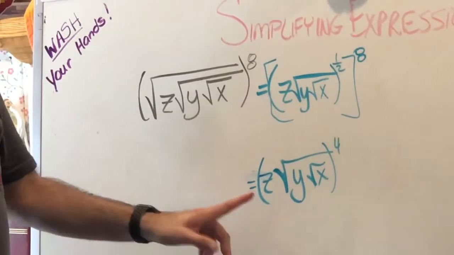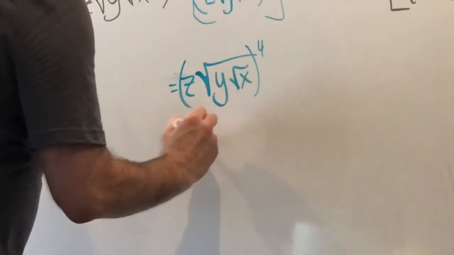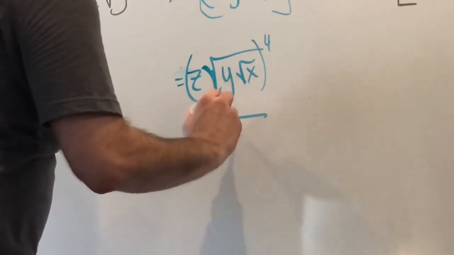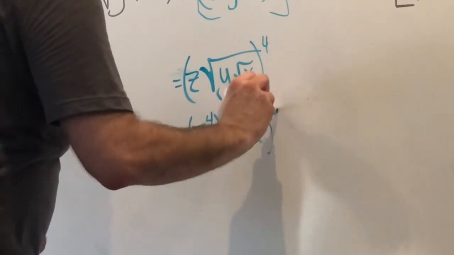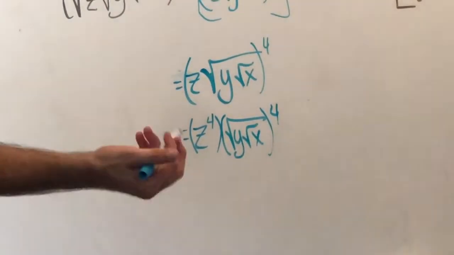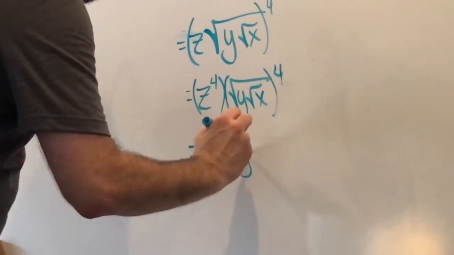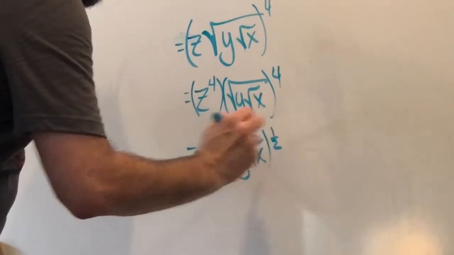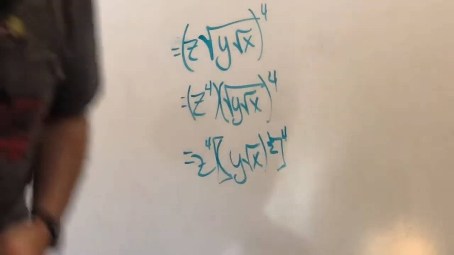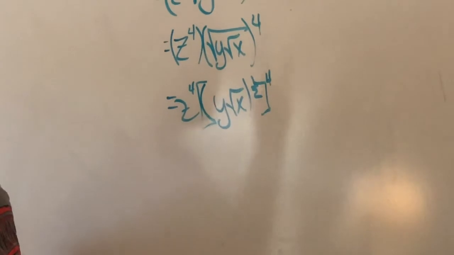We have to do that same process again here. I've got z to the 1/2 of y of x. Well, we could write this as z to the 4th power times the square root of y times the square root of x, to the 4th power. And we do the same process again that we just did. We can rewrite the square root of y, square root of x here the same way. And again, we're going to do our power to a power property. 1/2 times 4 is 2.